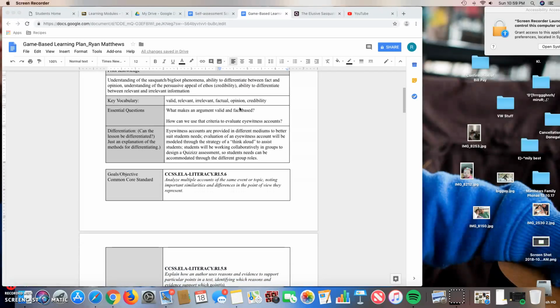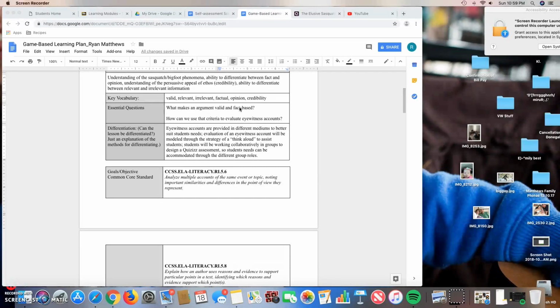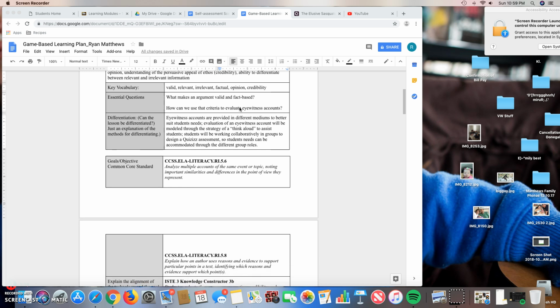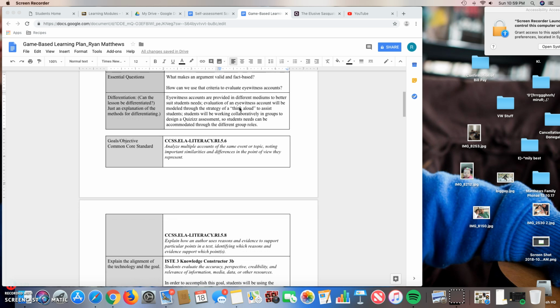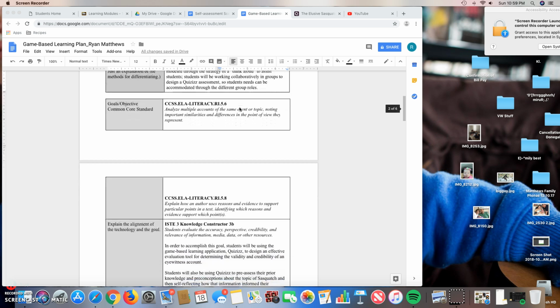With this lesson, the required prior knowledge will be understanding of, or at least some sort of exposure to, the Sasquatch Bigfoot phenomena, the ability to differentiate between fact and opinion, understanding the persuasive appeal of ethos, credibility, and the ability to differentiate between relevant and irrelevant information. The essential questions that will guide this lesson are what makes an argument valid and fact-based, and then how can we use that criteria to evaluate eyewitness accounts.